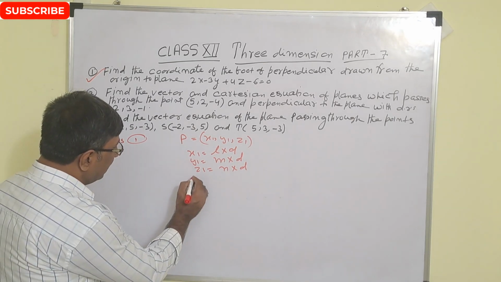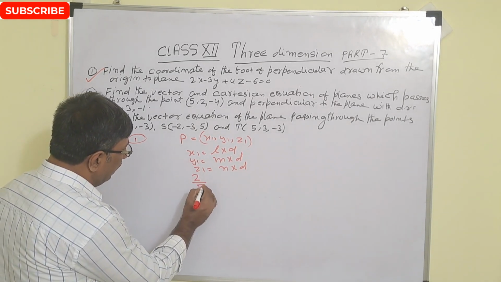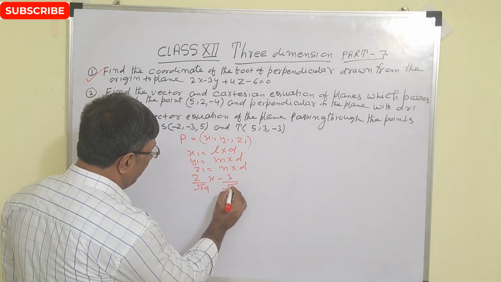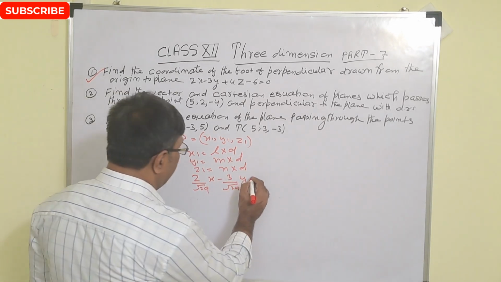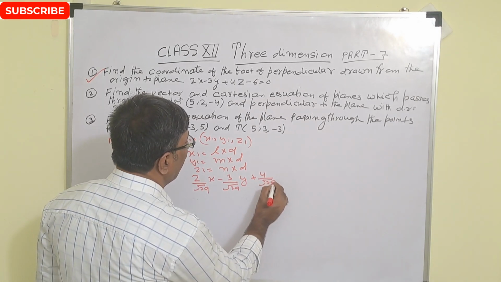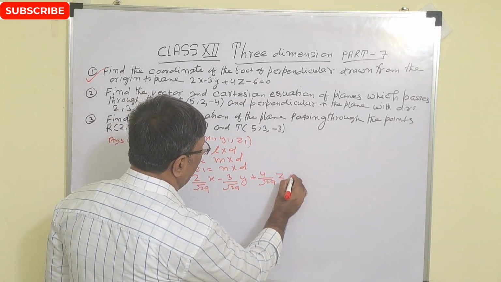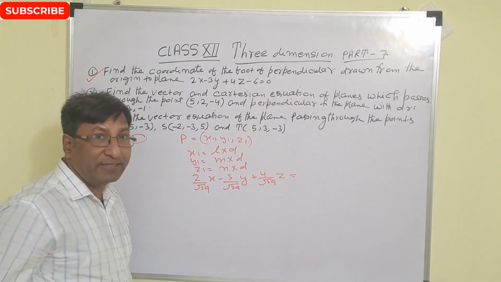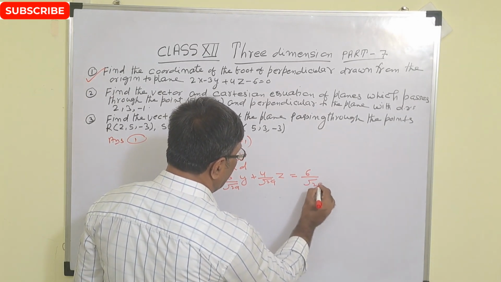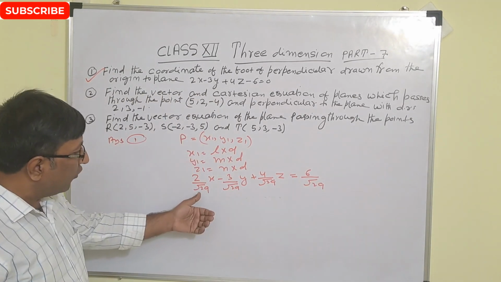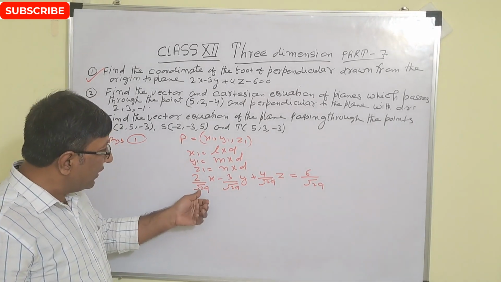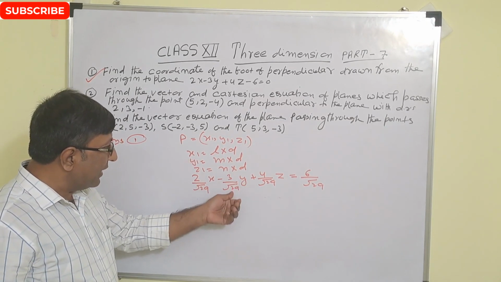So this is 2 upon root under 29 x minus 3 upon root under 29 y plus 4 upon root under 29 z equal to minus 6. When it goes to the right side it becomes positive, so this is 6 upon root under 29. This is the form Lx plus My plus Nz equal to D. So this is the direction cosine L, this is M, this is N.